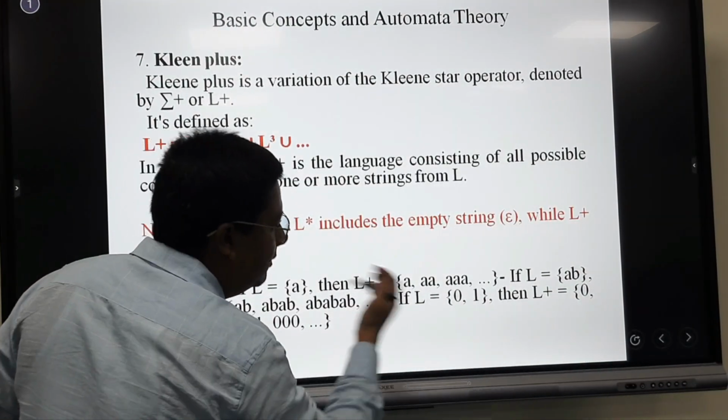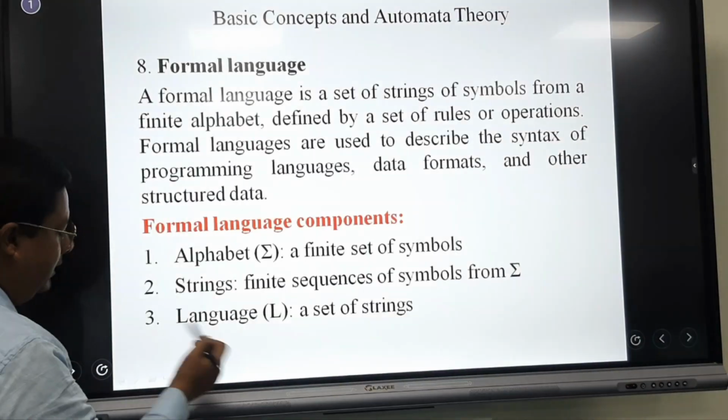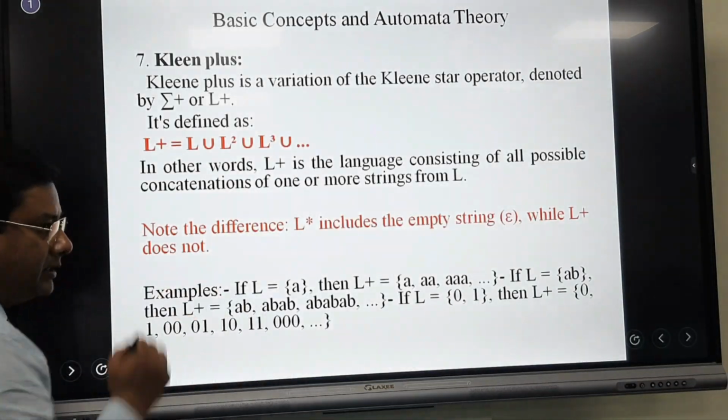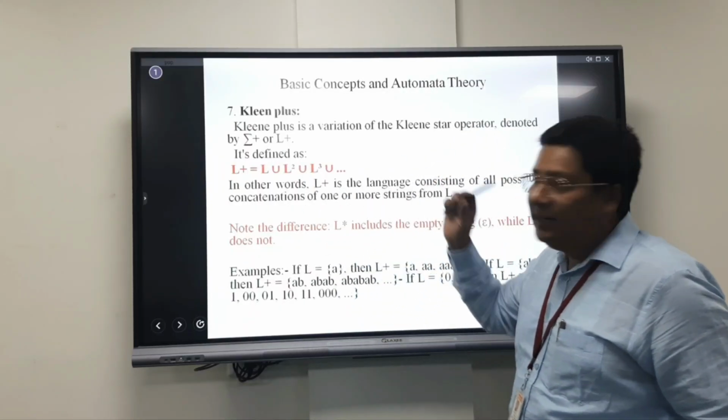If L is equal to {0, 1}, then L plus is equal to 0, 1, 01, 10, 000, 11, 101, 1 triple 0, and many more examples of this Kleene plus.